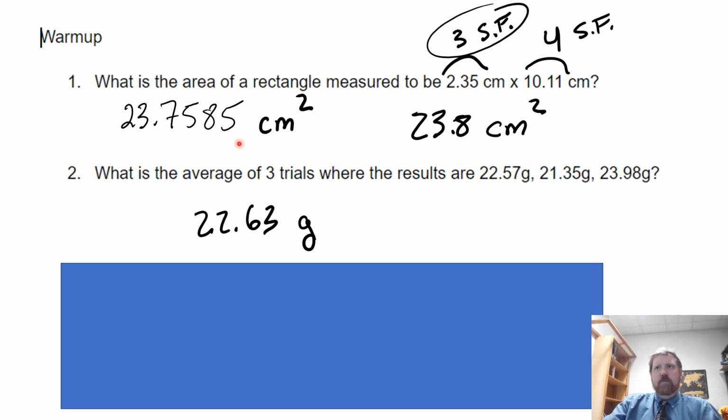Now, when we round it though, we do need to consider the significant figures. So the first number has 3 significant figures, the second number has 4 significant figures. We're going to pick the weakest of these two. 3 sig figs is the lesser of the two. We're going to pick that one. So we only want to show 3 significant figures in our answer. Cool? So we round to 3 values, so 23.7.